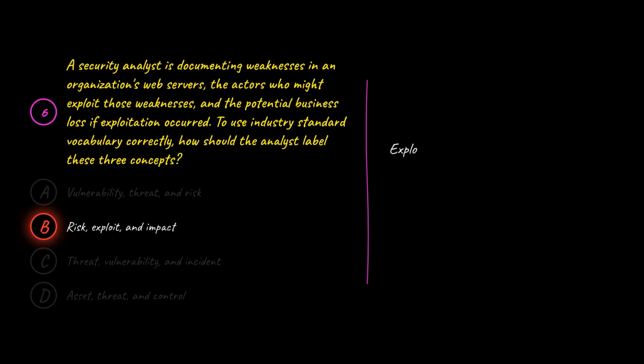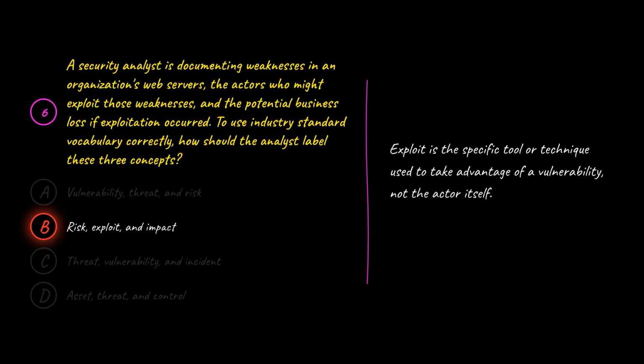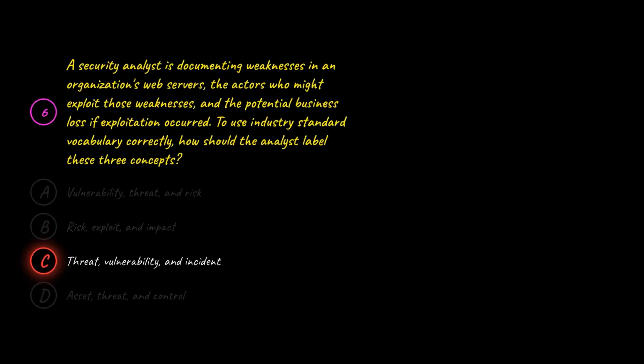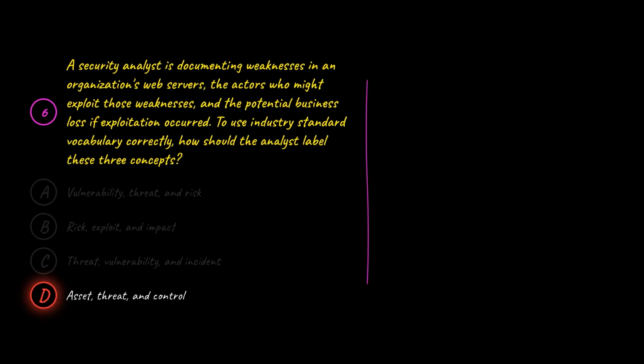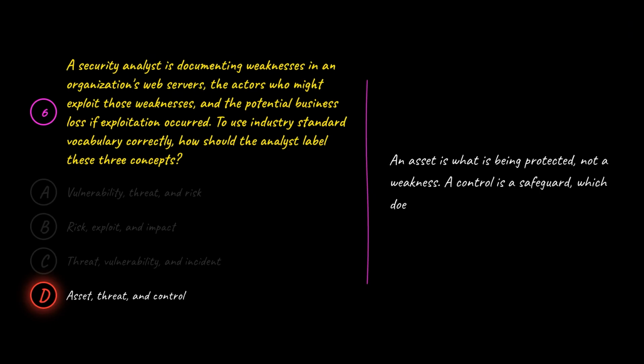B is wrong because an exploit is the specific tool or technique used to take advantage of a vulnerability, not the actor itself. Impact is part of risk calculation but not synonymous with risk. C is wrong because an incident is a confirmed security event that already occurred, not the potential damage. This ordering also reverses vulnerability and threat. D is wrong because an asset is what is being protected, not a weakness. A control is a safeguard, which does not appear in the analyst's list.